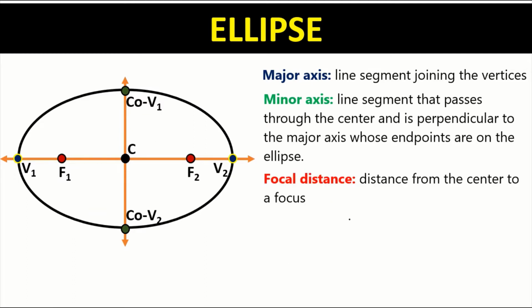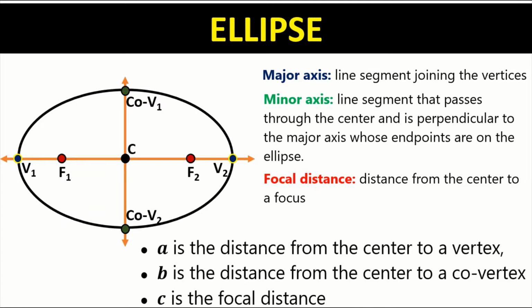Next, we have the focal distance. It is a distance from the center to the focus. So we are going to represent A as the distance from the center to the vertex. So in here, from the center to the vertex, this is the A. Okay, and then B is the distance from the center to the co-vertex. Okay, and then C is the focal distance, the distance from the center to the foci. Okay, so this is our C.